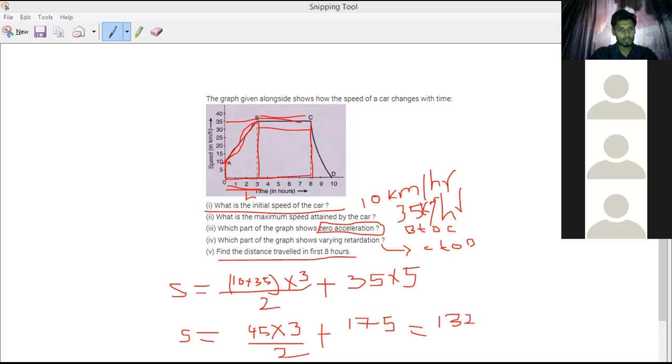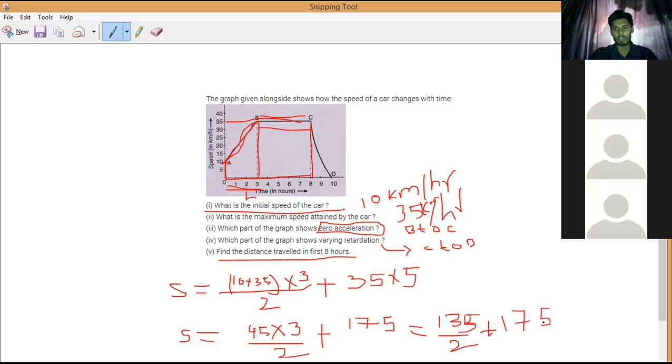Yes or no? Yes, sir. 132 or 133? 5 3s are 15, correct? 135. Yes, sir. 135 by 2 plus 175. So do this: 135 by 2 is equal to how much? Mahalakshmi answered, I think, 67.5.